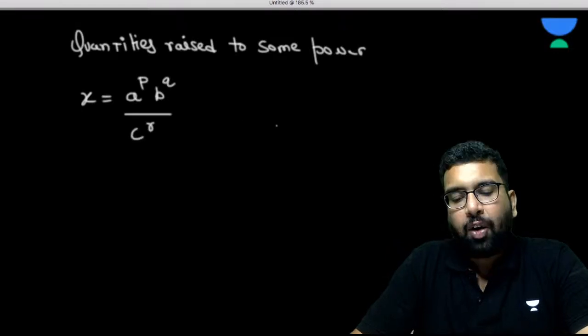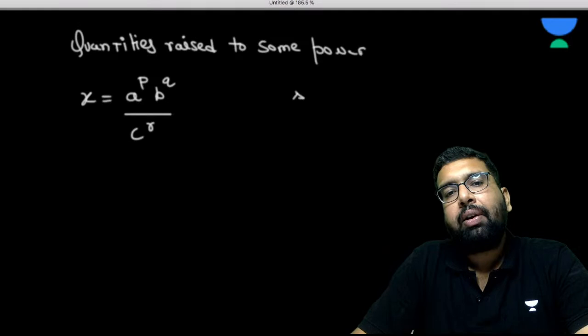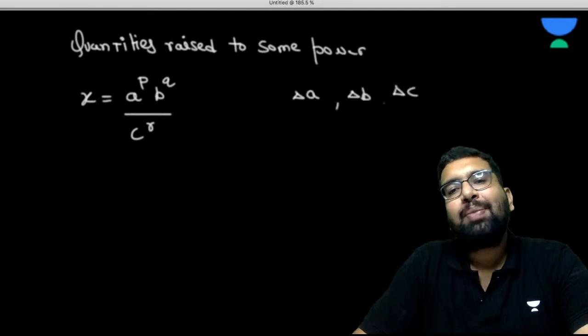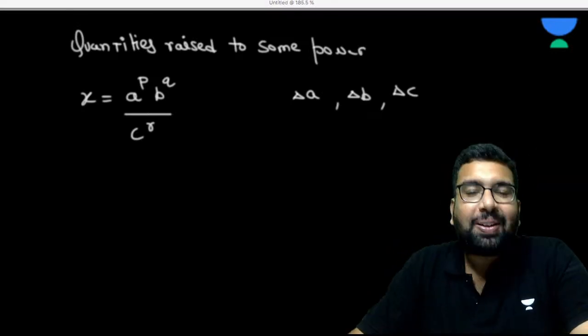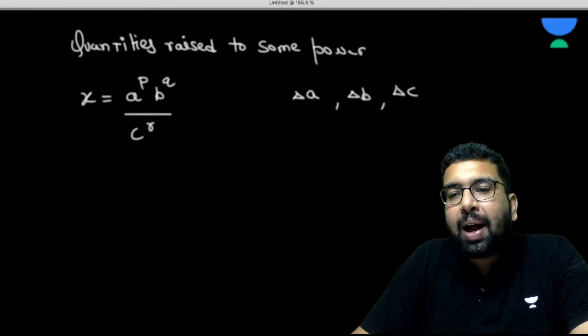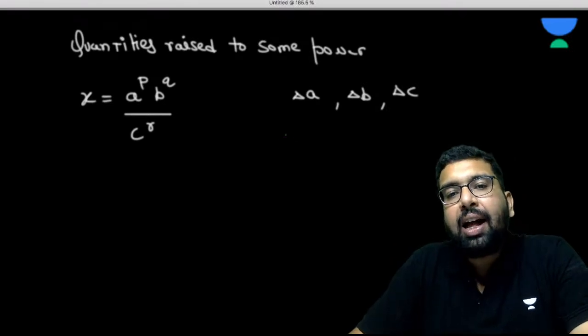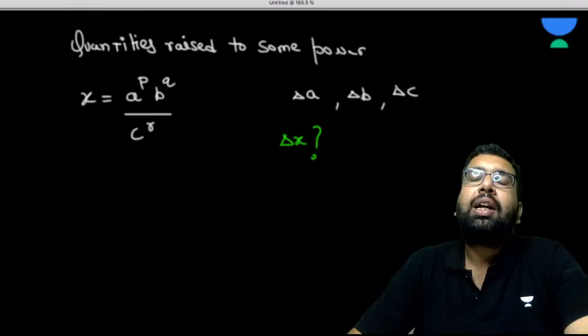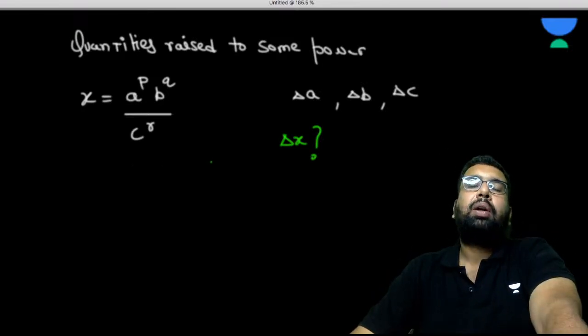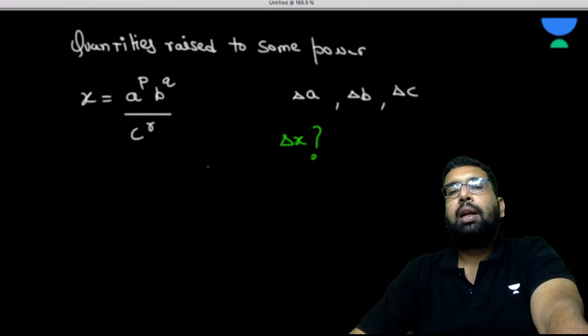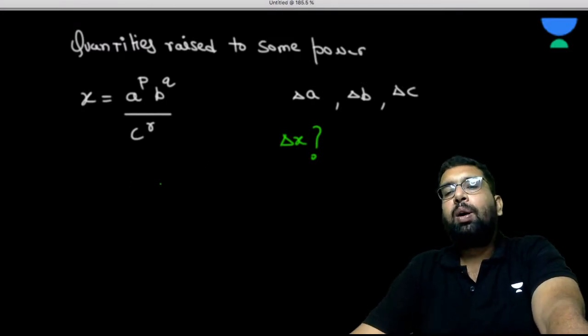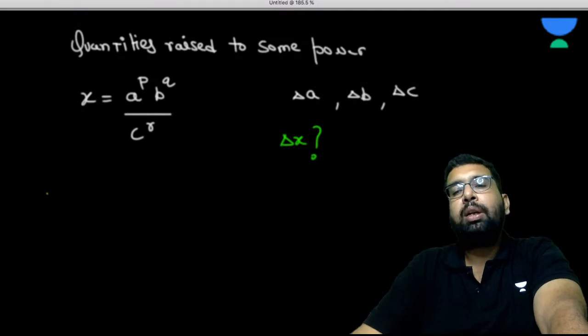And obviously a has some error, b also will have some error, and c will also have some error. Now sir, how are we going to deal with it? How are we going to get the delta x here? We can simply do one thing again by using the principle of differentiation. Do we need to do any differentiation? No, you need not. It is very simple.